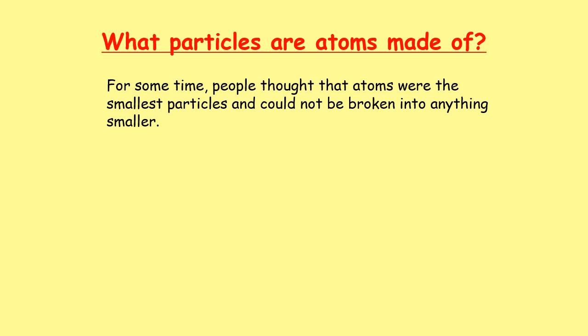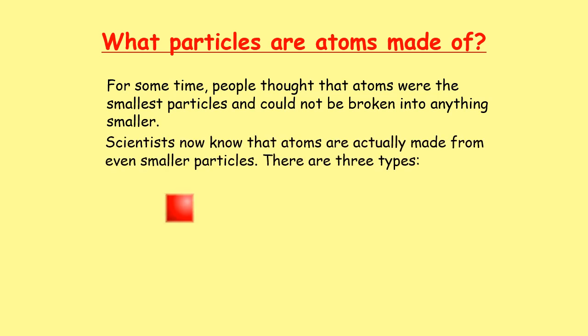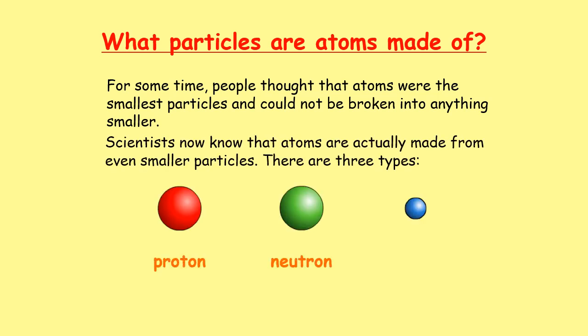Now, whenever we say that elements are made up of one type of atom, we also need to know that atoms themselves are made of smaller particles. So the smaller particles that make up an atom are called protons, neutrons, and electrons. You need to know these names.